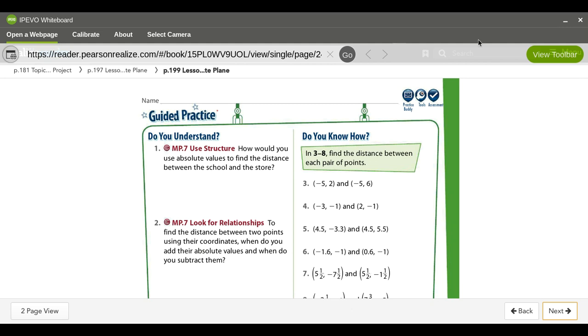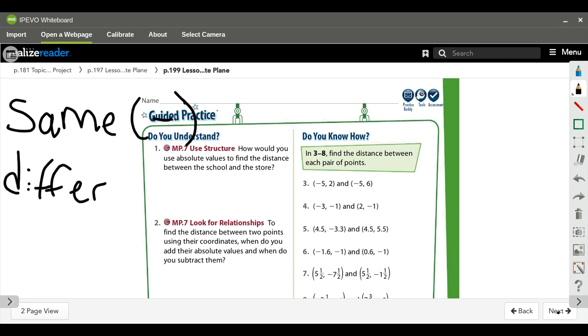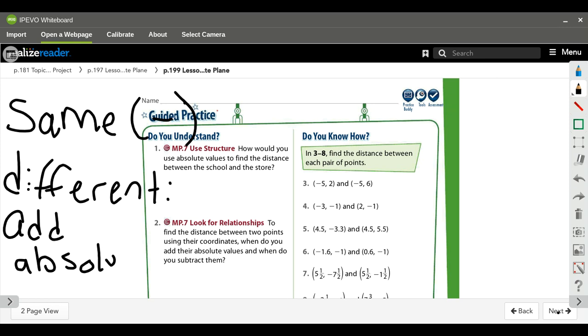Because remember, I said that when I'm in the same quadrant, I subtract absolute values. But when my coordinates are in different quadrants, I'm going to add absolute values. So same, subtract; different, I'm going to add my absolute values. Okay. So school and store are going to be in the same quadrant. So what I'm going to do is subtract the values.